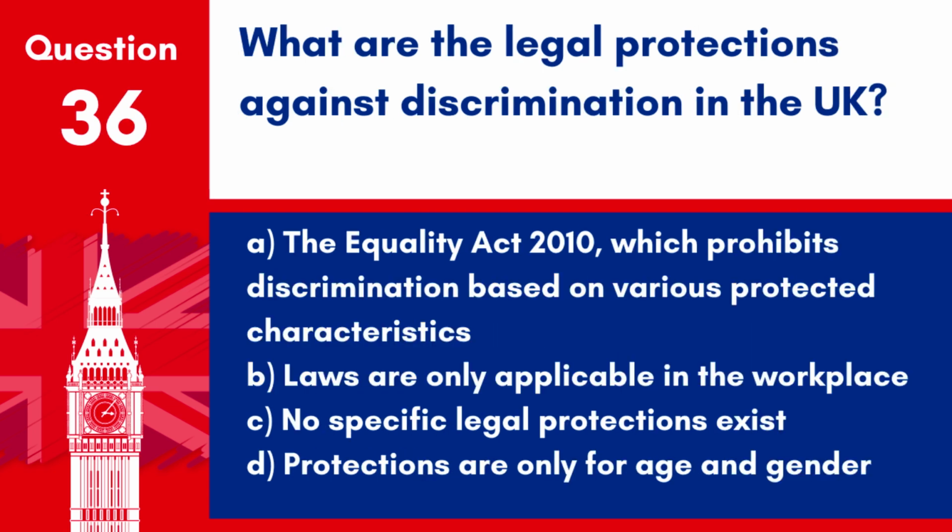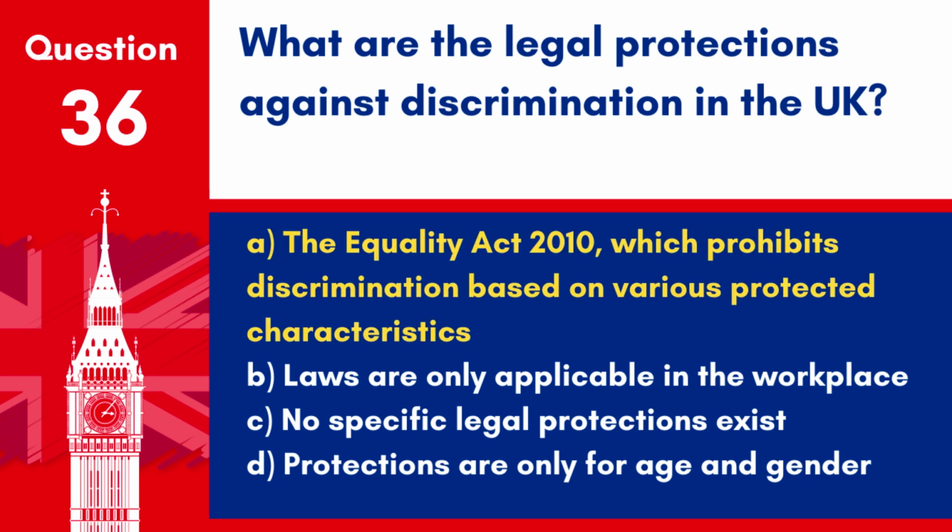Question 36. What are the legal protections against discrimination in the UK? A. The Equality Act 2010, which prohibits discrimination based on various protected characteristics. B. Laws are only applicable in the workplace. C. No specific legal protections exist. D. Protections are only for age and gender.